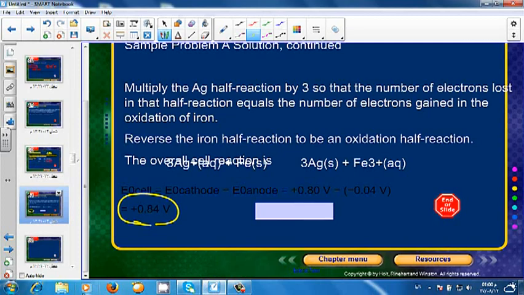Of course, this sample problem you will find answered in detail on page 665.